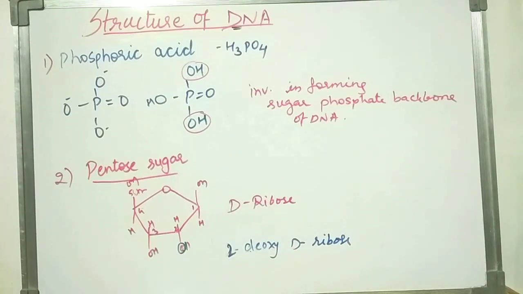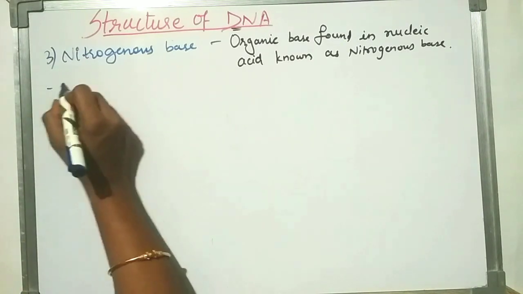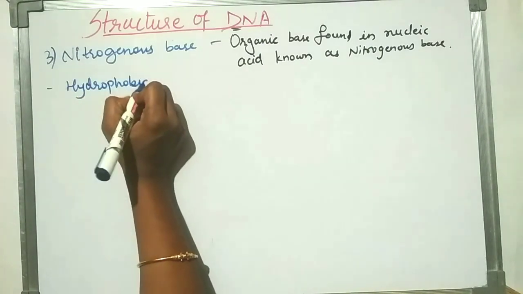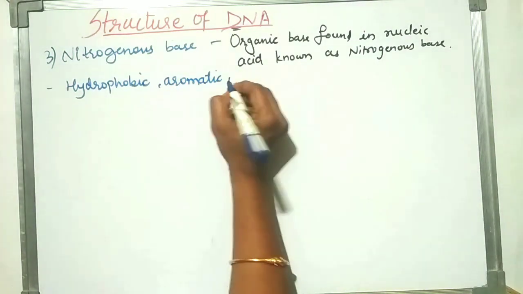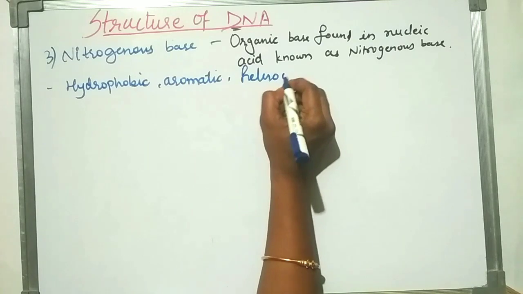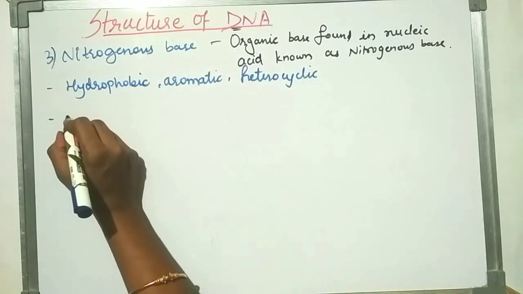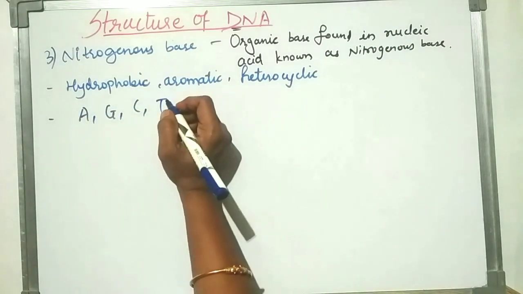Now the third one is the nitrogenous base. What is a nitrogenous base? An organic base found in nucleic acid is known as a nitrogenous base. The nature of a nitrogenous base is hydrophobic, aromatic, and heterocyclic. DNA contains 4 bases. What are those? Adenine, guanine, cytosine, thymine.